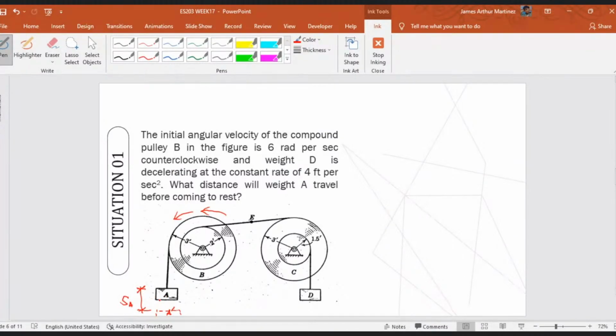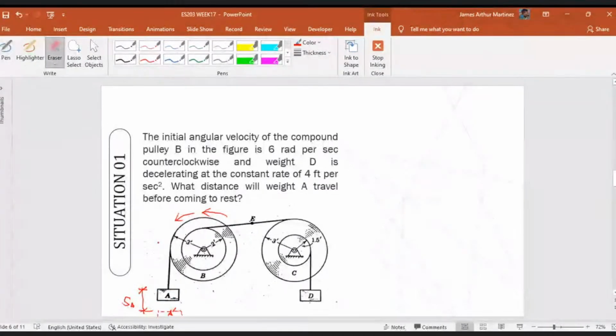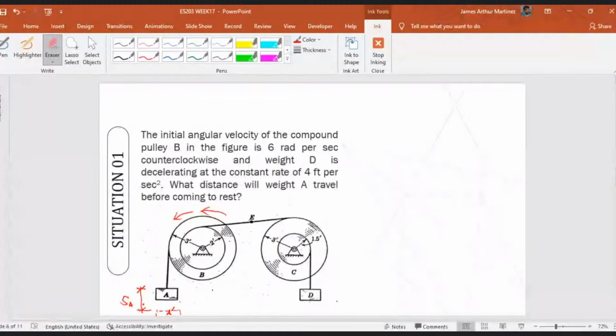So, linear lang kay nilihok lang man siya vertically, downward. So, this refers to linear displacement. And actually, mao na ang ipangita sa problem. Okay, what distance will weight A travel before coming to rest? So, gihatag pod ang initial angular velocity of pulley B. So, your pulley B's initial angular velocity is equal to 6 rad per second.